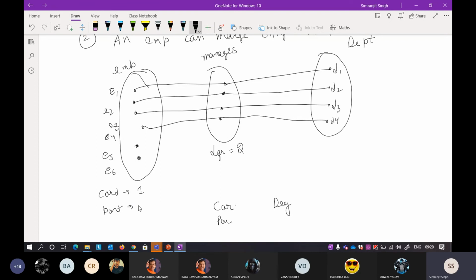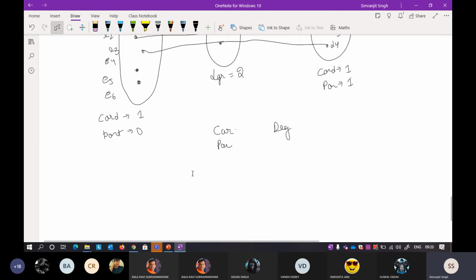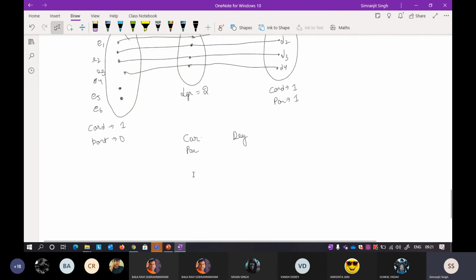So minimum is 0. Similarly, for the department, the maximum number of relationships it is participating in is 1, and the minimum, the participation part, is also 1. So if you want to represent it in single line, double line representation, total participation, how can you do it? For single line double line representation, this is your employee, this is your relationship manages. I'm just writing it roughly, you can understand.